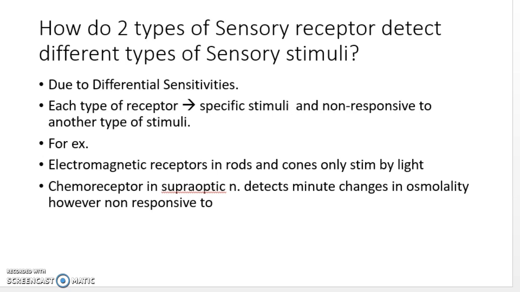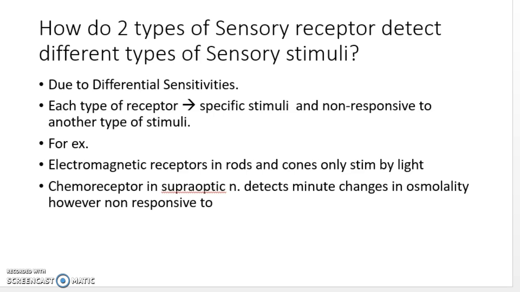For example, electromagnetic receptors, such as rods and cones, detect light, but they are not sensitive to, for example, pain, pressure, heat, or sound. They are non-responsive to heat, pressure, and sound, but they are responsive to light.